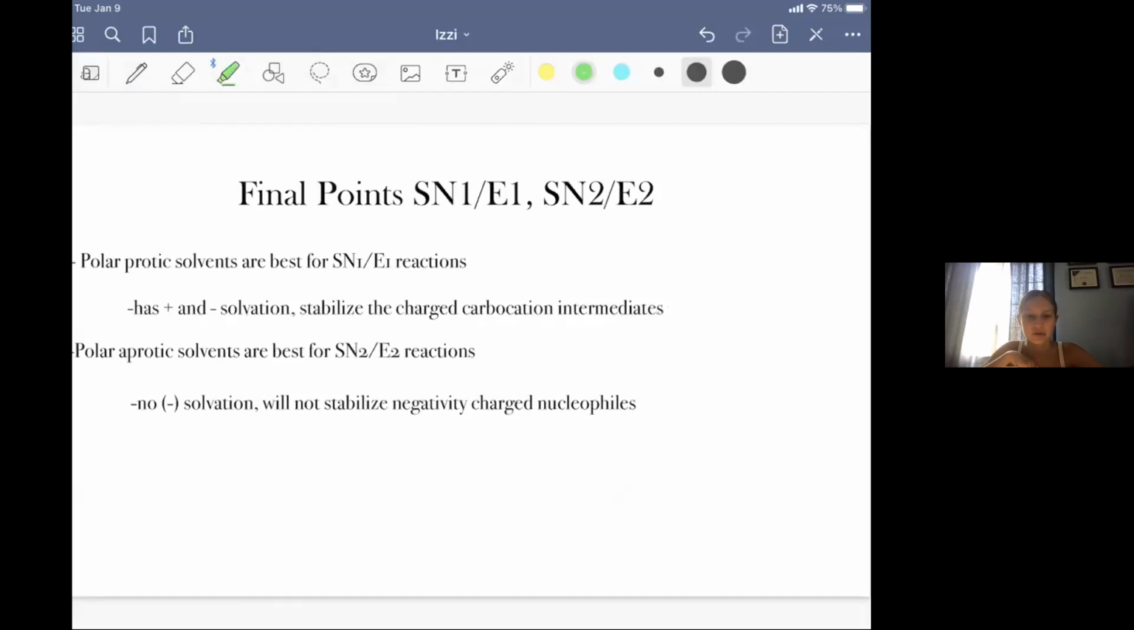And this is as opposed to polar aprotic solvents, which are best for SN2 and E2 reactions. These have no anion solvation, so they don't stabilize negatively charged nucleophiles. So polar protic solvents stabilize the nucleophile. But in SN2 and E2, you need a good nucleophile for the reaction to run. So you need an aprotic solvent so that the hydrogen bonds can't stabilize the nucleophile. So what you basically want is for the nucleophile to retain its strength in SN2 and E2 reactions.